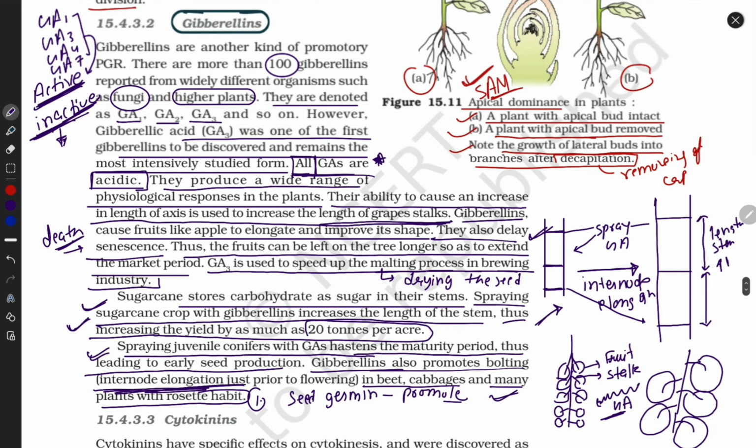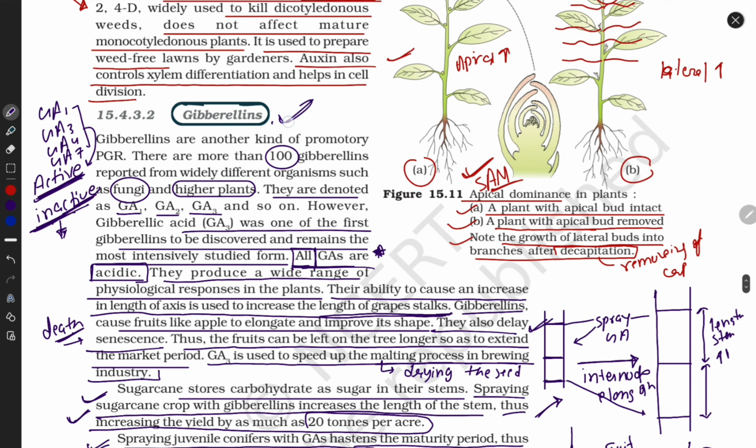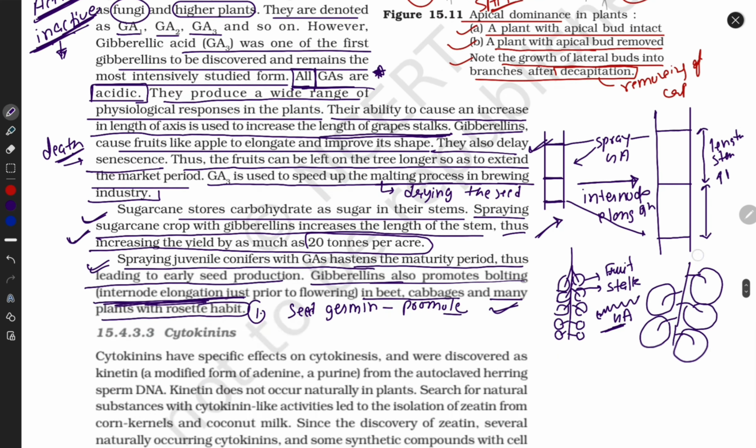So this is all about gibberellic acid. Alright, guys, this is clear. And for the synthesis, we know that auxin is formed from indole acetic acid. Now who synthesizes this? Some isoprenoids synthesize it. Now let's move further.